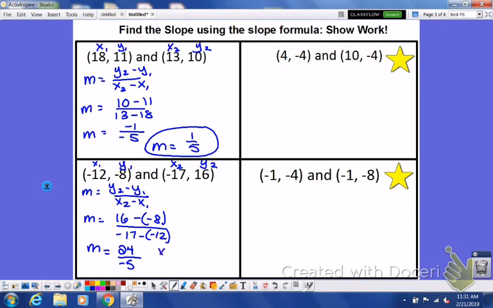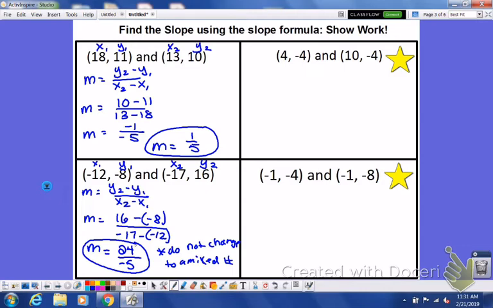Put a little note here. If you have an improper fraction, do not change to a mixed number. We want our slope to be a fraction, not a mixed number. It's telling us our rise and our run. We're going to eventually use that in order to graph.